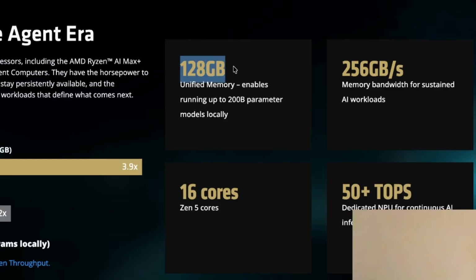As it stands, the basics, at least I think you can configure this to go higher, look like you can use 128 gigs of unified memory, 256 gigabytes per second of memory bandwidth, which is amazing for AI workloads, 16 cores, and 50 teraflops of dedicated NPU for continuous AI inference. That is a monstrosity in terms of raw power for AI.